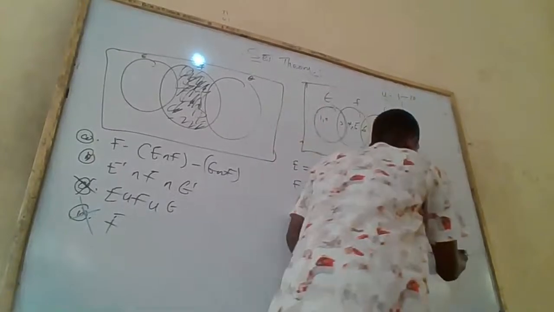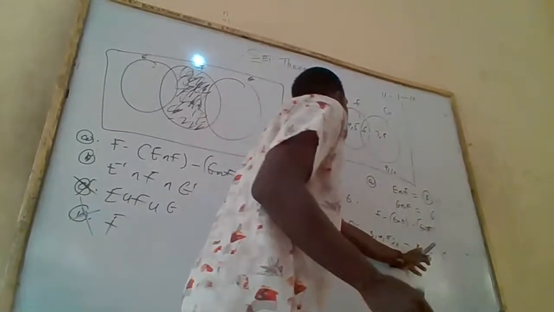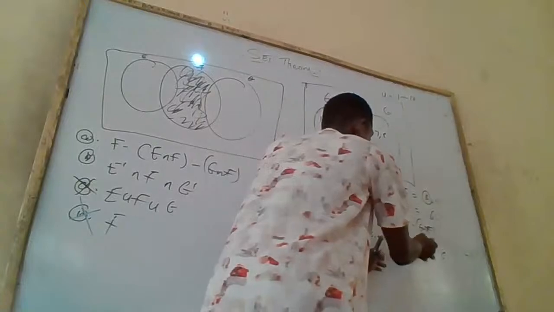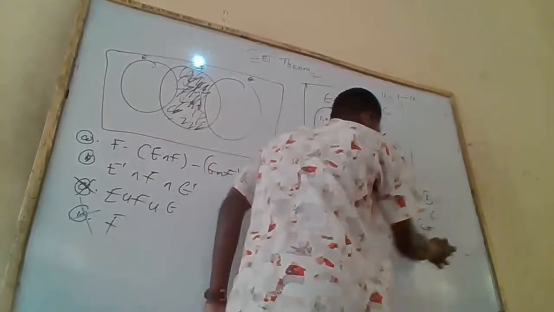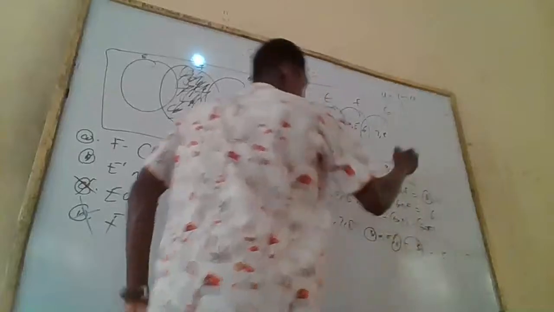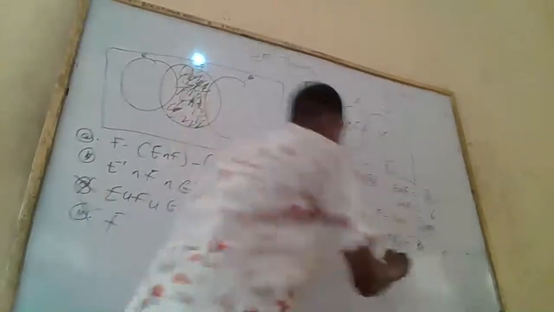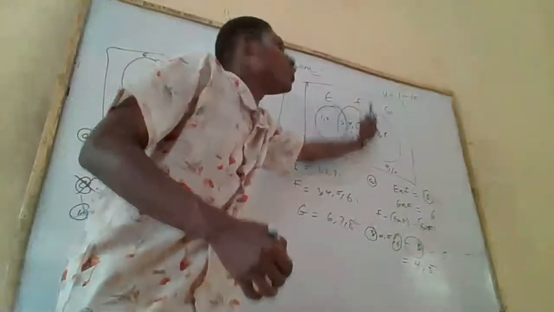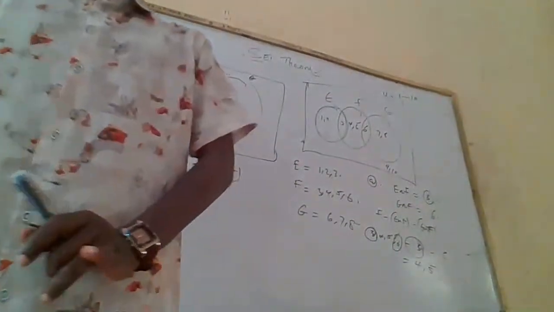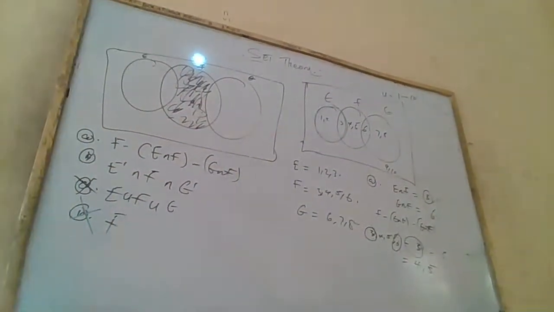What is E intersection F? 6. That means I need to remove 3 from here, yes or no? If I want to do this, I will remove 3, yes or no? What is here? 6. I need to remove 6 from here. Put over here 6, put over here 4, 5. So this is equal to what? 4, 5. This region. Hello, are we getting something here? Yes, sir.